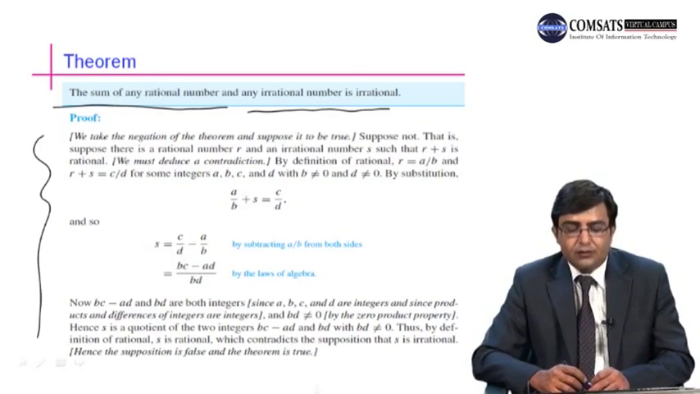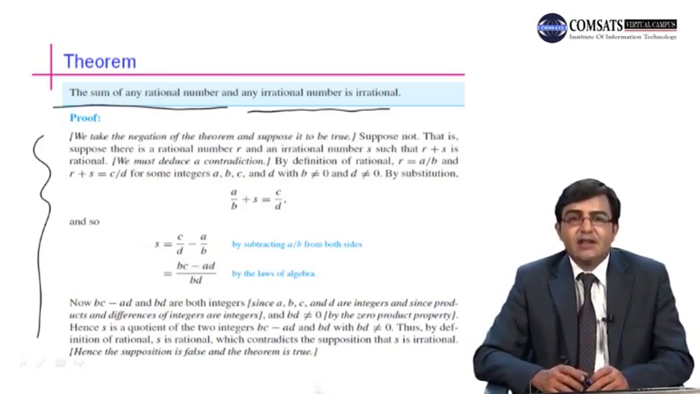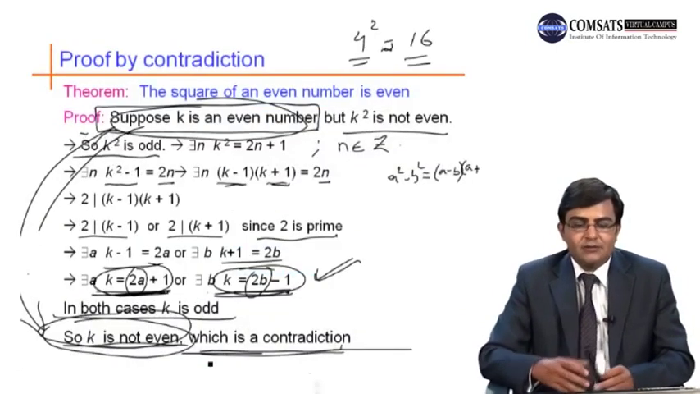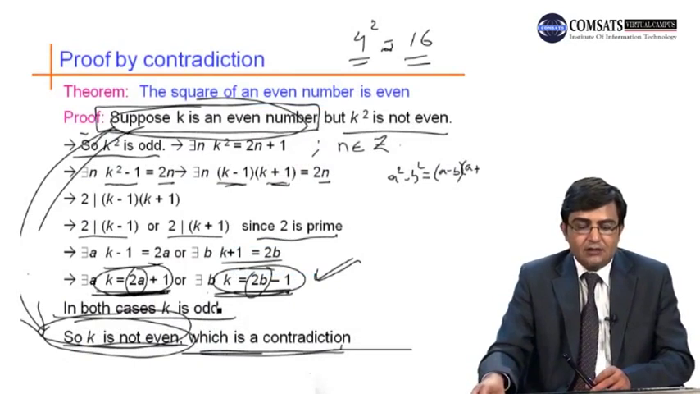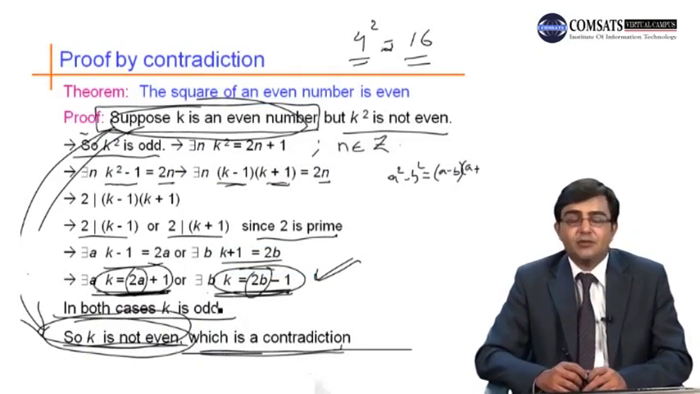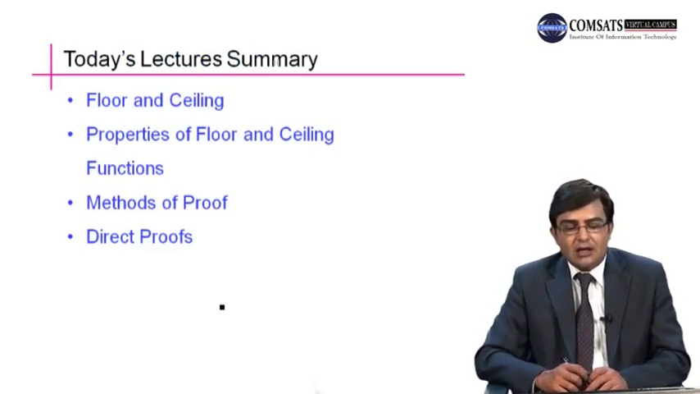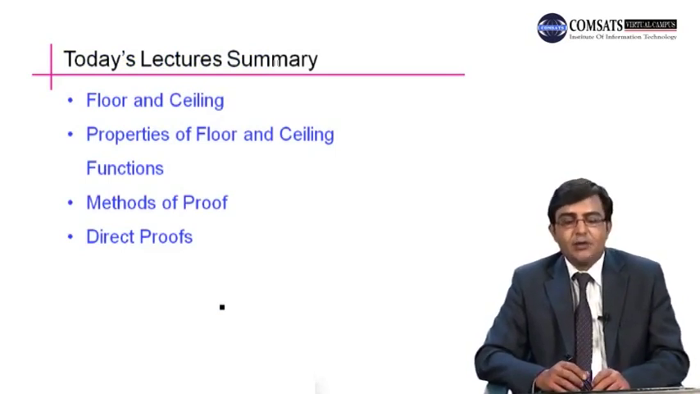And for today, we stop here. In the next lecture, we shall discuss the indirect methods of proof, and we shall revise some of the direct proofs also, and in detail we shall discuss the indirect proofs. So what we have studied today: we have studied some properties of floor and ceiling functions. We have proved some theorems related to the floor and ceiling functions. We have started today the methods of proofs.